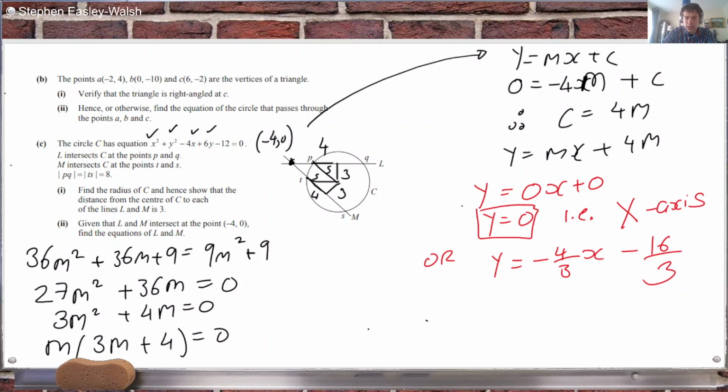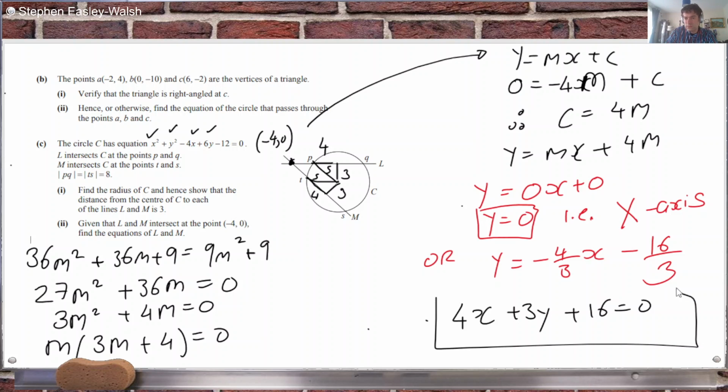Maybe. Let's just clean it up and make it look a bit more presentable. So if I multiply by 3 and take everything to the left, I'll get 4x plus 3y plus 16 equals 0. 4x plus 3y, yeah. That's the answer. Okay. Let's leave it there.